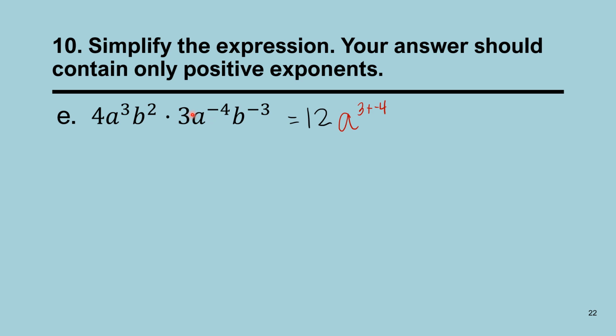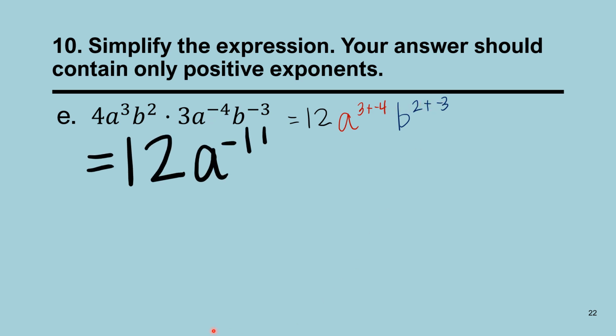Now let's look at our b's. B squared, b to the negative 3rd. Again, we're going to add those exponents since those have a common base of b. So 2 plus negative 3. Let's simplify. 12 is just going to drop down. 3 plus negative 4 is negative 1. 2 plus negative 3 is also negative 1. So that's going to be 12 times a to the negative 1, b to the negative 1.